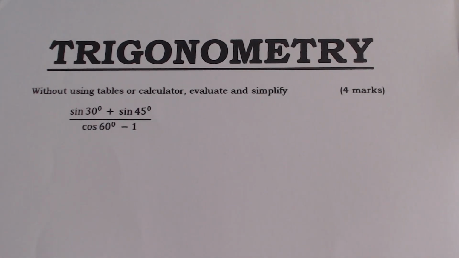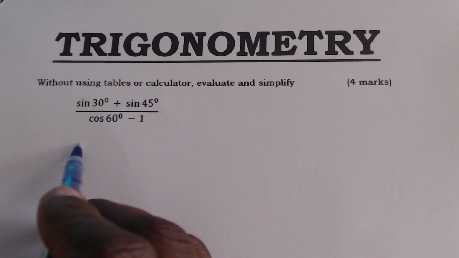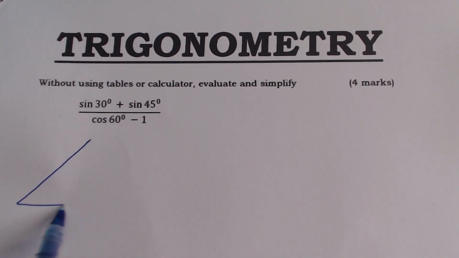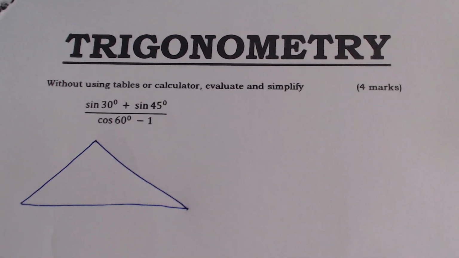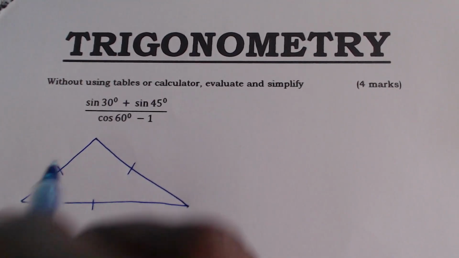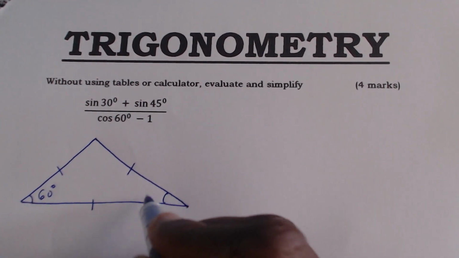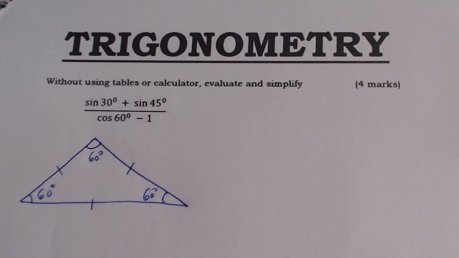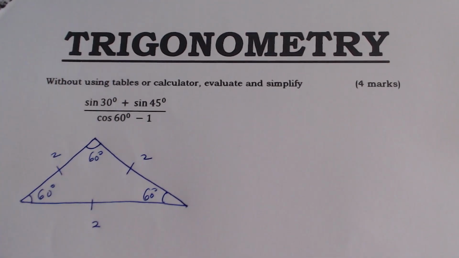So in solving this kind of a question, we shall use two types of triangle. The first one will be an equilateral triangle of sides 2 units. You know that all the angles in an equilateral triangle measure 60 degrees. So all these should be 60 degrees. The sides, as I've said, will be 2, 2, and 2.